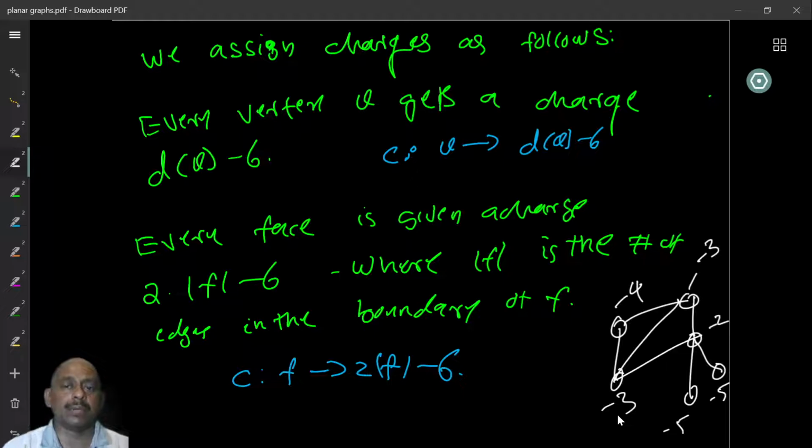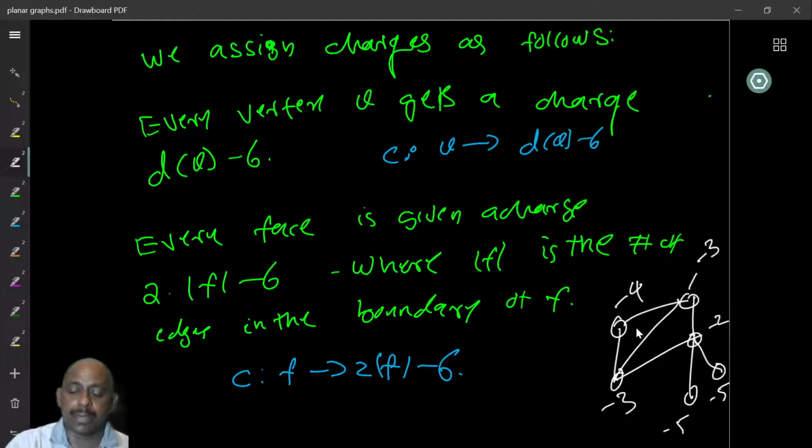If you have degree 10, you will get charge 4. If degree 20, then that vertex will get charge 14. Then every face of the graph is also given a charge. It's twice the length of the face minus 6. So the length of the face is the number of edges in the boundary of the face. So what are the edges that define the boundary of the face? That number of edges is the length of the face.